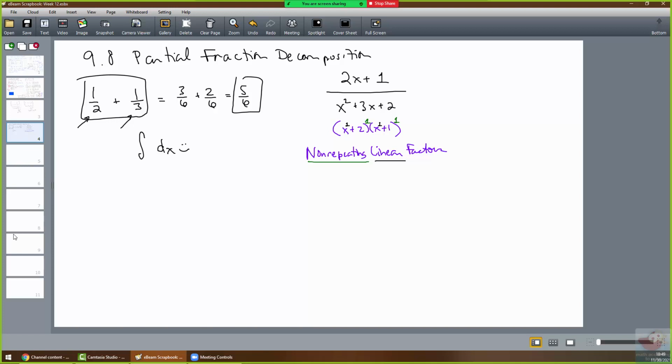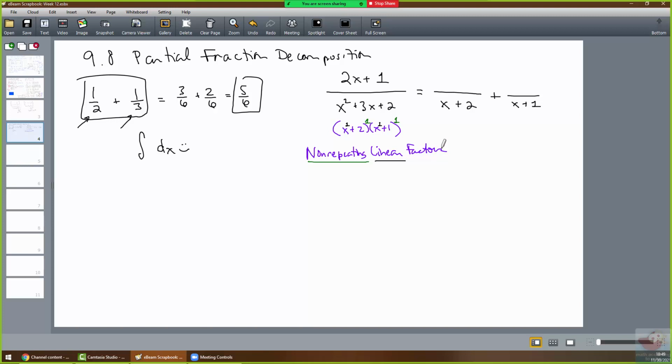Okay. The way this plays out is that because the multiplicity is 1 for the factor x plus 2, that means the factor x plus 2 will get one fraction where x plus 2 is in the denominator. Because the multiplicity for x plus 1 is also 1, there will be a fraction whose denominator is x plus 1.